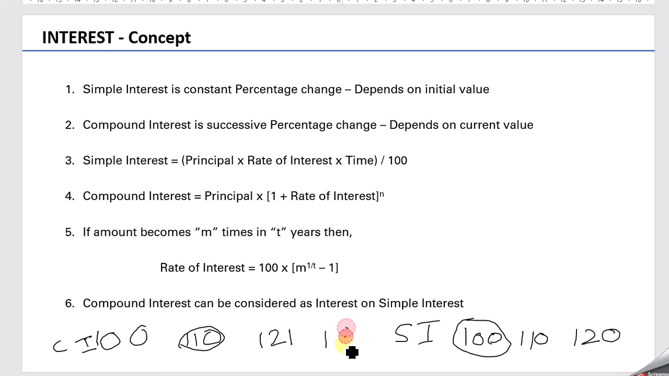So 133.1, whereas this becomes 130. I hope everyone got this point. Basic difference between CI and SI.